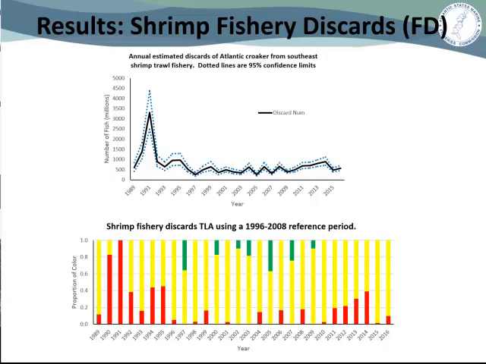since then. But the traffic light using the 96 to 2008 reference period showed high proportions of red in the beginning of the time series when bycatch levels were fairly high. This also coincides with the time frame when bycatch reduction devices were not required, pre-1995-96. And then there were only 2 years later in the time series that had red proportions greater than 30%, which was 2013 and 14.